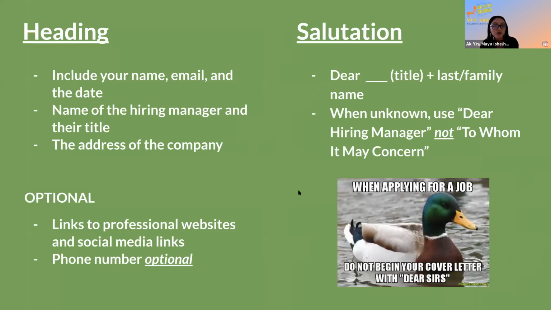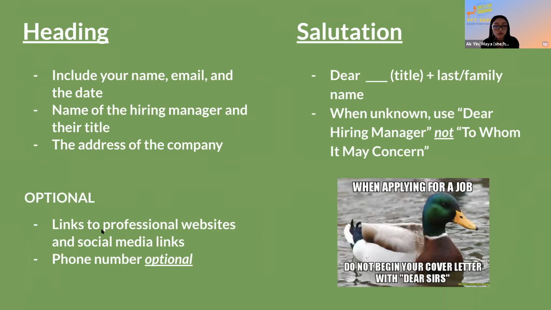So for the heading, you want to include your name, your email, and the date. The name of the hiring manager, as said previously, you want to make sure you're catering this and making sure you're sending it to the right company. So try to search out the hiring manager and the address of the company as well.